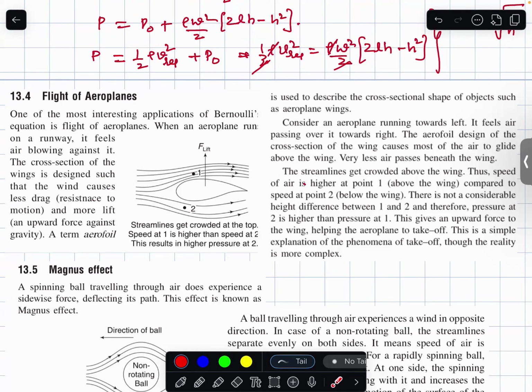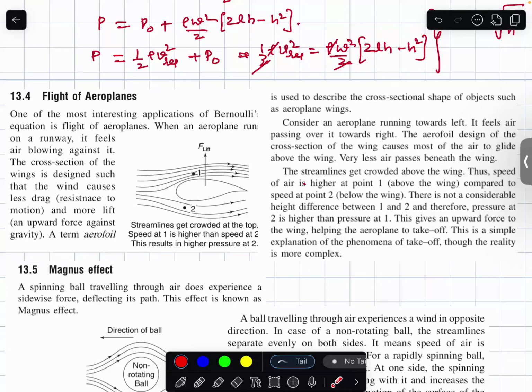It feels that the air passing above, or with respect to me, the streamlines will pass through right because I am moving leftwards. But the structuring of the aerofoil is such that the streamlines will be crowded above, spread below. Low pressure above, high pressure below. Now this gives me a pressure difference in the vertical direction upwards, and that supports the weight force. So this is on the principle of Bernoulli's equation.